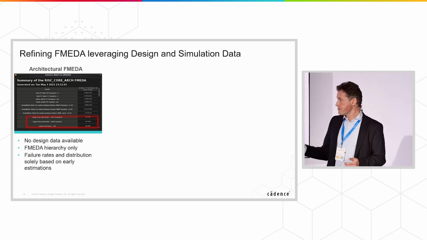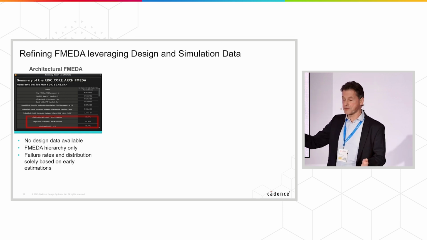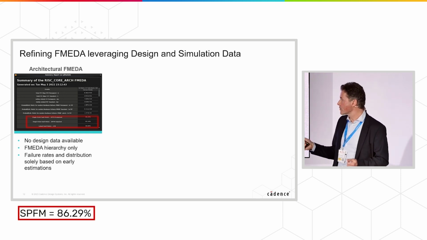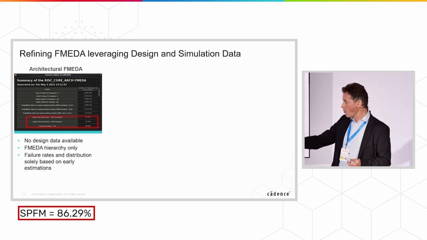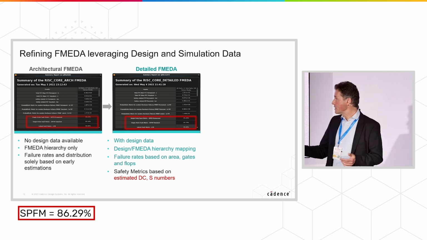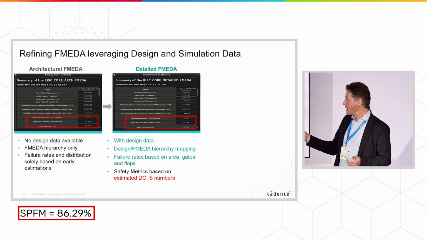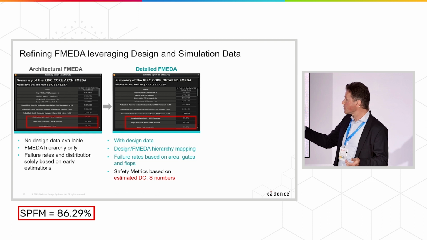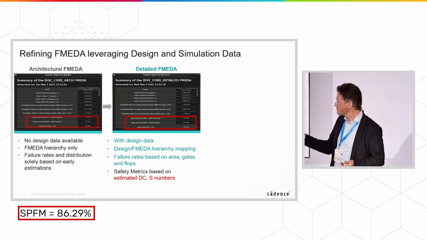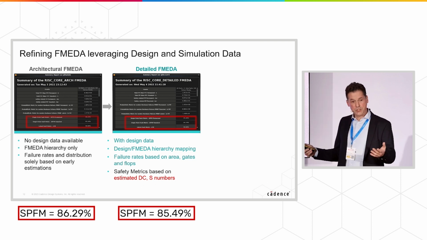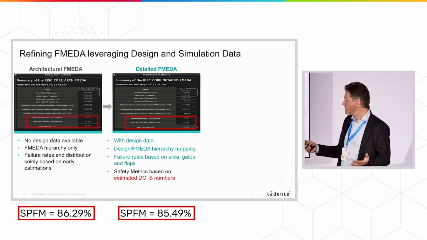So the first step was actually to just use rough estimations, and you can see here your single point fault metric, your latent point fault metric, and so forth. So there is only estimations of this architectural FMEDA. So now we import the design hierarchy, and using the accurate transistor values, gates, and so forth, and recalculate the FMEDA, and you can see already that the single point fault metric actually degrades a little bit because maybe the first estimations were a little bit too optimistic.